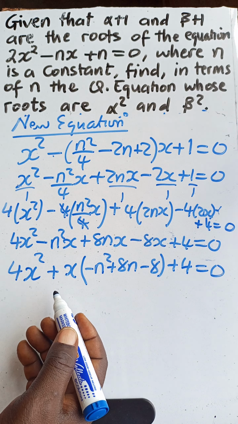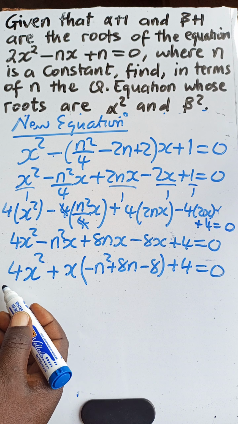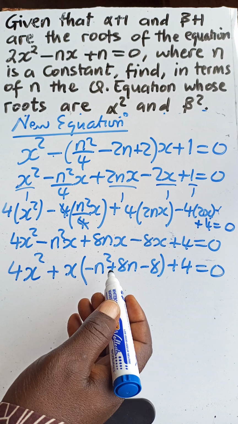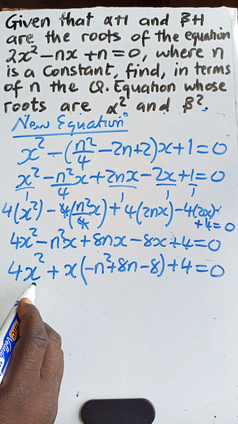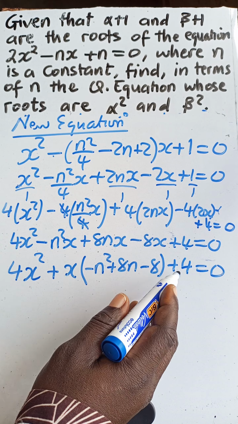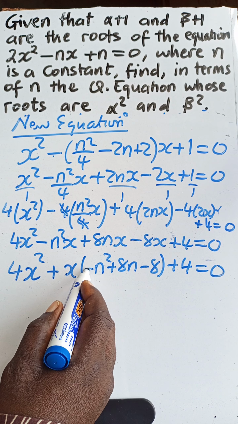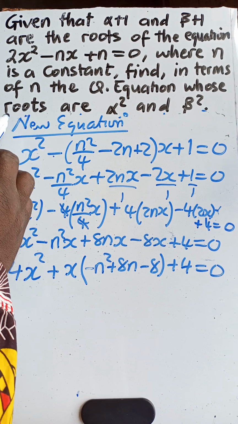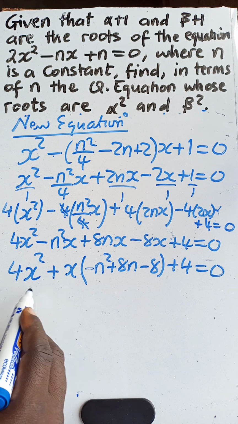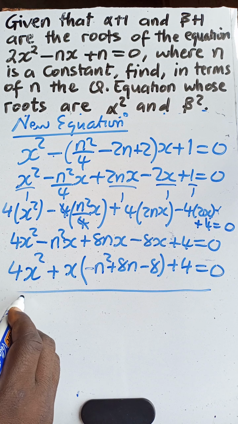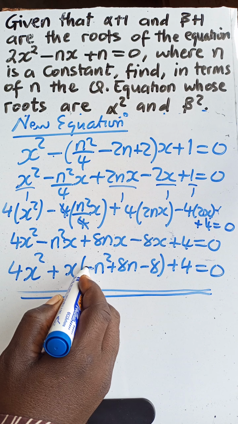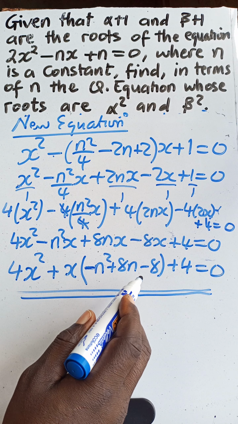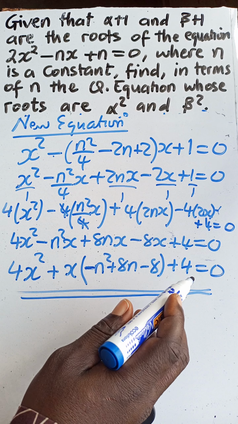So we have arrived at a new quadratic expression in terms of x and n. You know, a quadratic equation has its variable. The variable is x, but the expression here is given in terms of n because the question says find in terms of n the quadratic equation whose roots are alpha squared and beta squared. So this should be the required quadratic equation in terms of n. 4x squared plus x into negative n squared plus 8n minus 8 plus 4 equals 0.